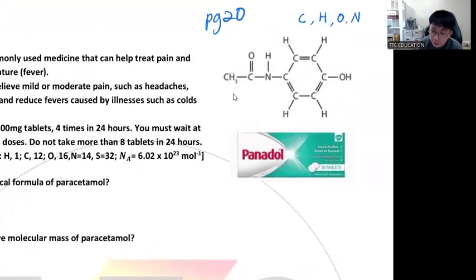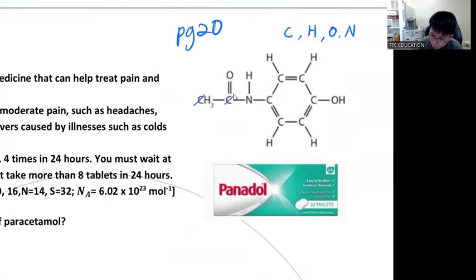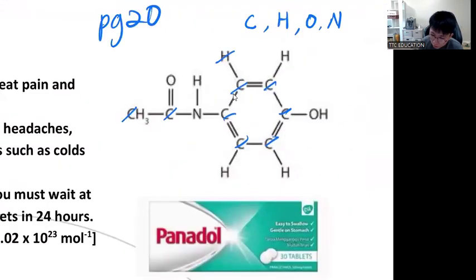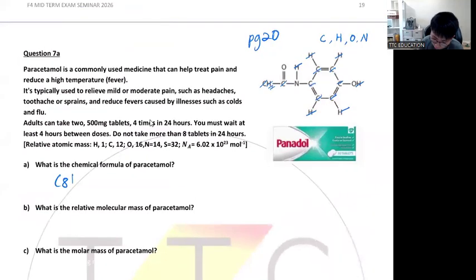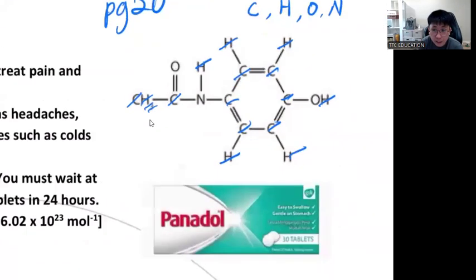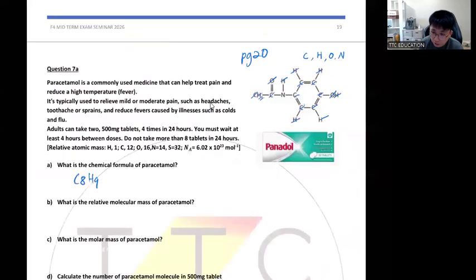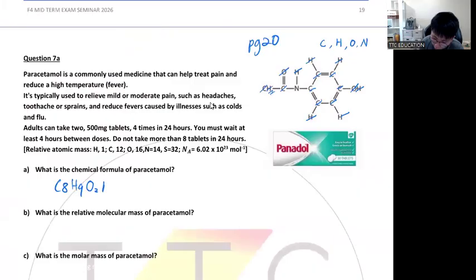So guys, how many carbon you count? So 1, 2, 3, 4, 5, 6, 7, 8. So guys, C8. How many H? 1, 2, 3, 4, 5, 6, 7, 8, 9. This is 3, right? Because this is 3, H3, so 9. So H9. Okay. Then how many O? 1, 2. Okay. Then 1N. Okay. So O2N. 1 mark.